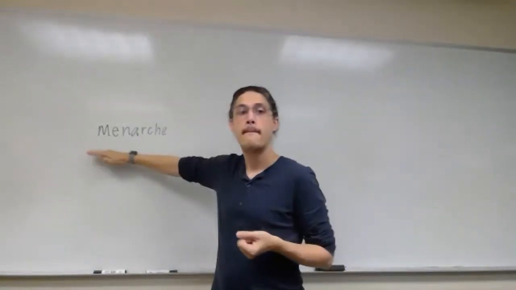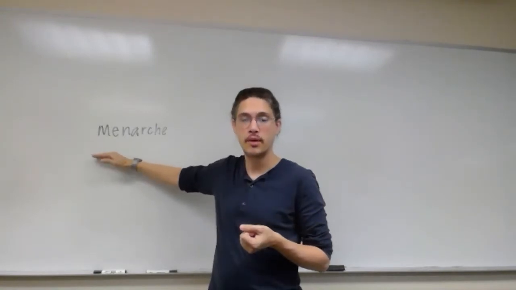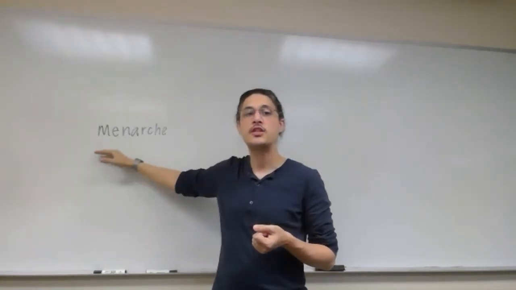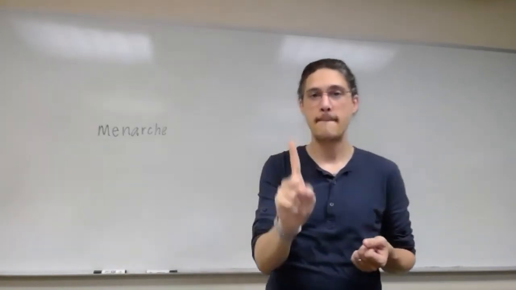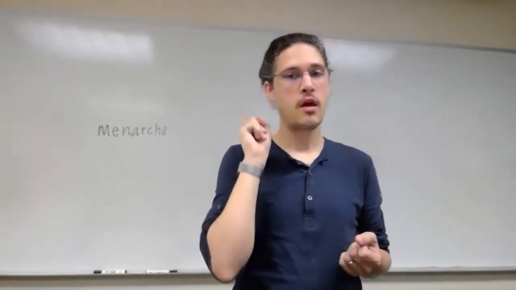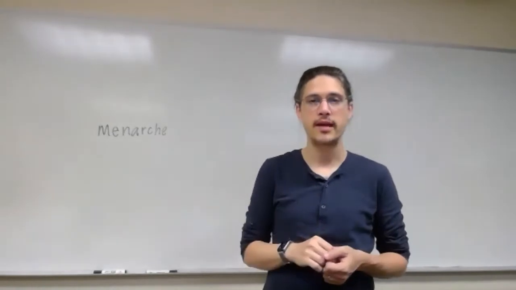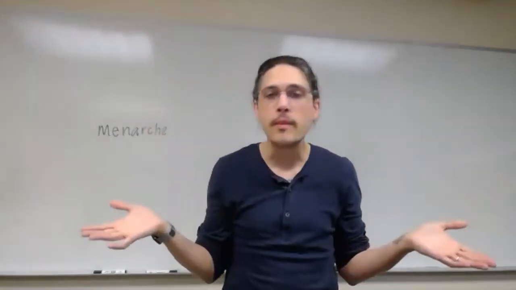Now, make sure you have this word in your book somewhere. You wrote it down. The definition of menarche is a woman's first menstrual cycle, just the first one. First time it happens. That is menarche. The second time it happens, it's just a normal menstrual cycle.